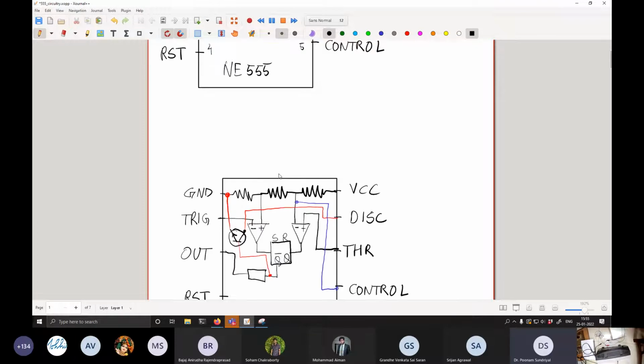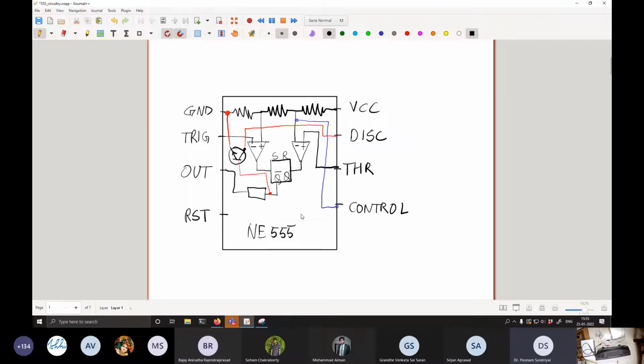Internally, this is how the connections look. Don't worry about this. There are 3 resistors connected across VCC and ground, and the value of each resistor is 5K: 5 kilo ohm, 5 kilo ohm, 5 kilo ohm. So three 5K resistors give you the name 555.